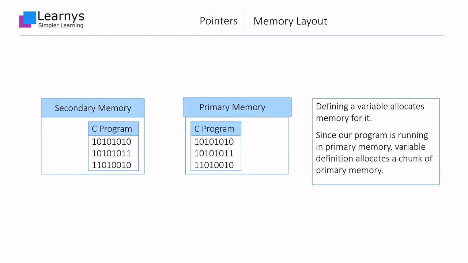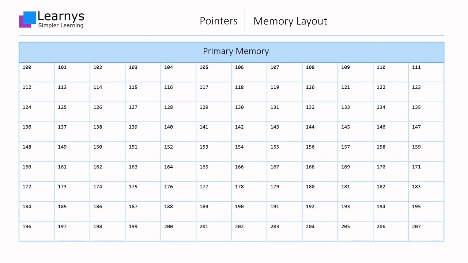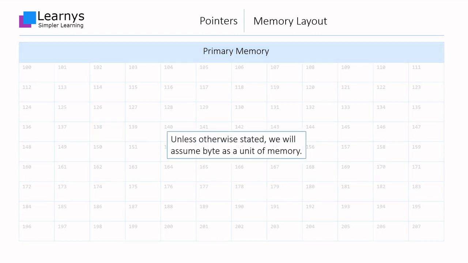In order to understand pointers and operations associated with them, we will consider a simple model of primary memory. In this model, the primary memory can be visualized as a two-dimensional matrix. Each cell of this matrix represents one unit of memory. Usually, byte is the unit of memory, but sometimes it could be chunks of bytes known as a word. Going forward, unless otherwise stated, we will assume byte to be the unit of memory. Therefore, in our simplified model of primary memory, each cell represents one addressable unit of memory, which is a byte in our case.